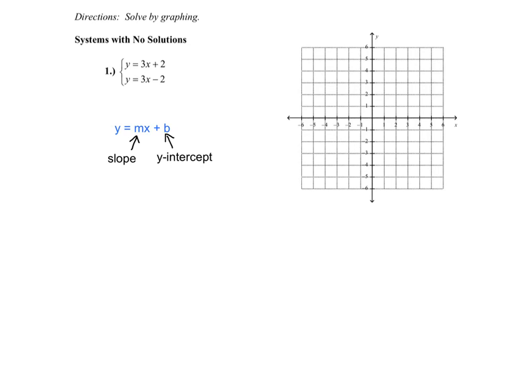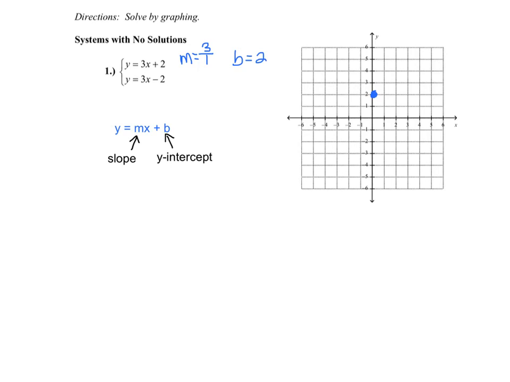We are going to graph each equation separately using slope-intercept form. Let's look at our first equation, y = 3x + 2. Our slope m is equal to 3, and whenever you have a whole number, you put it over 1. Our b is 2. So let's graph our b first. B is 2, so the point (0, 2).